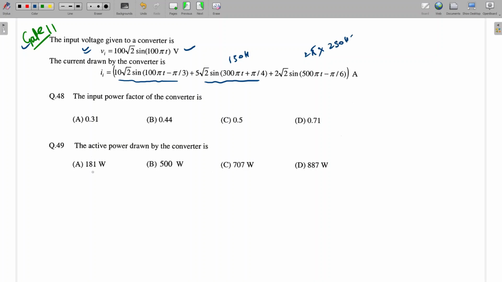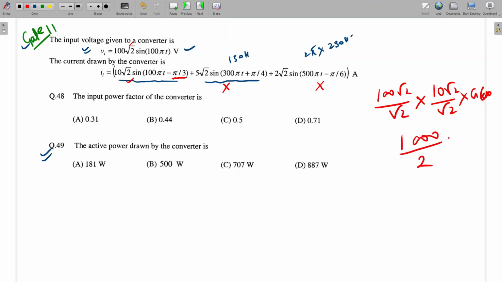Okay, so what will be the average? First we'll do this one. What will be the active power drawn by the converter? So this will not contribute any power. This will not contribute any power. So this and this, what will be the power? It will be VRMS into IRMS into cosine of the angle. So 100 root 2 divided by root 2 into 10 root 2 divided by root 2 into cos 60 degree. So 1000 divided by 2 is 500 watt. Is it clear?